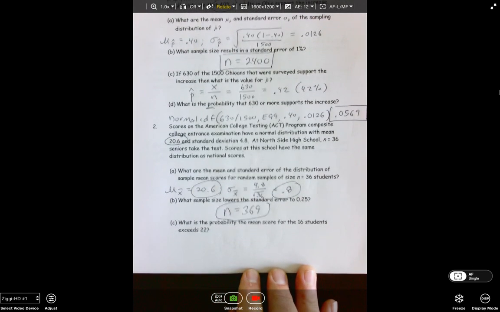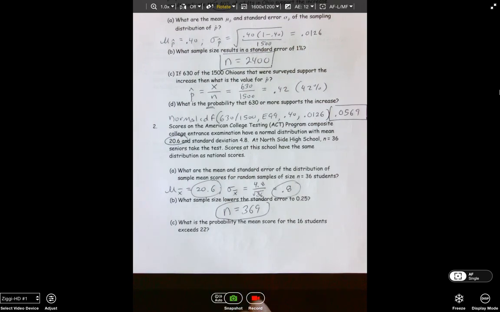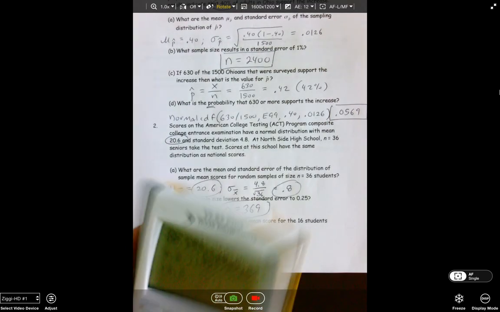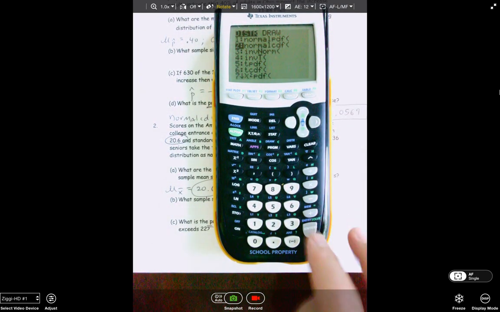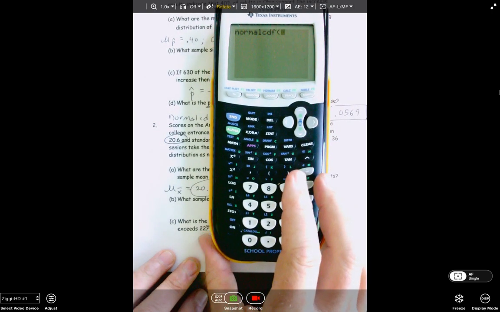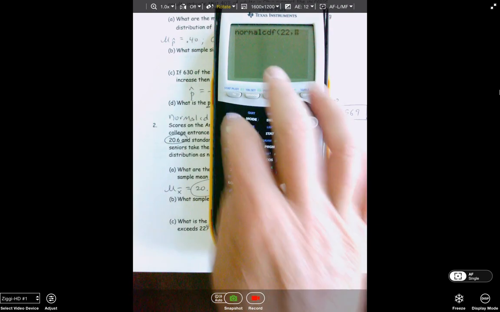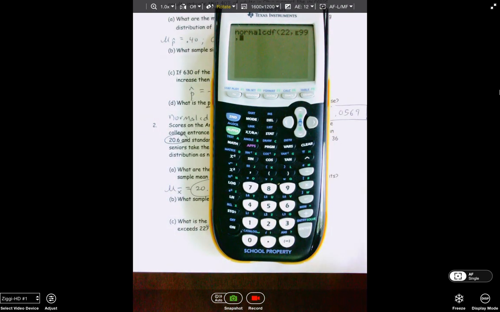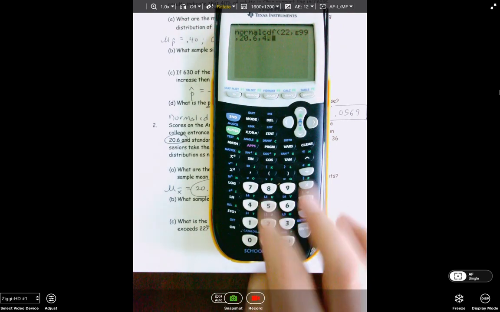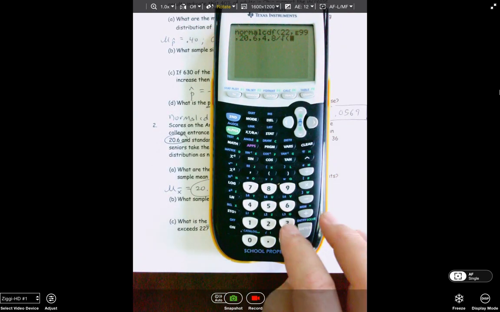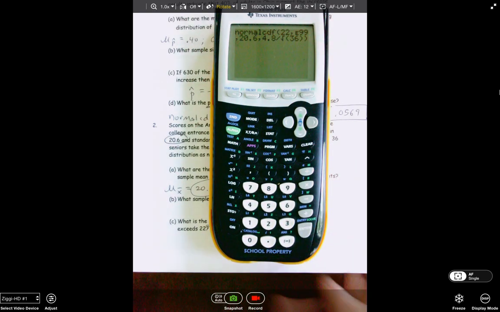What's the probability the mean score for these 16 students exceeds 22? Well, probability starts with a P, normal CDF. So exceeds 22 means we go from 22 all the way up to infinity. It's the way normal distributions work. Mean, and the standard error. All right, so the answer is 0.0401.